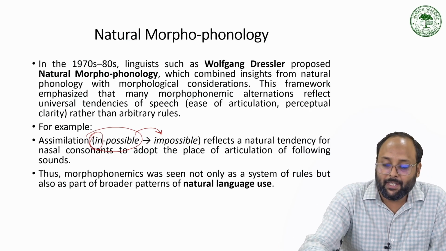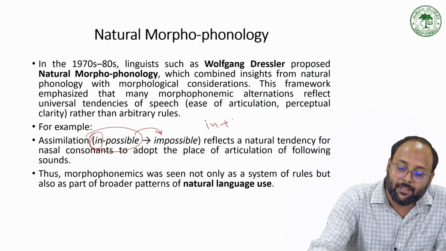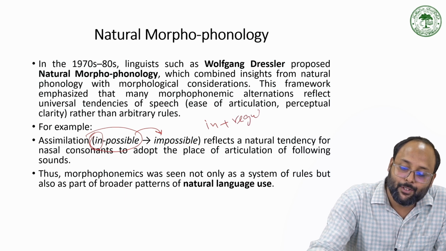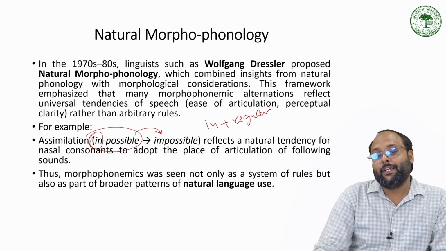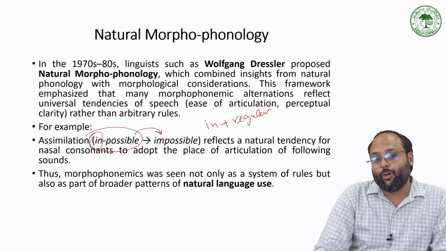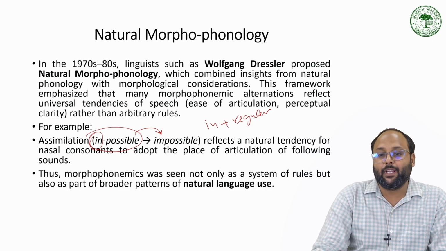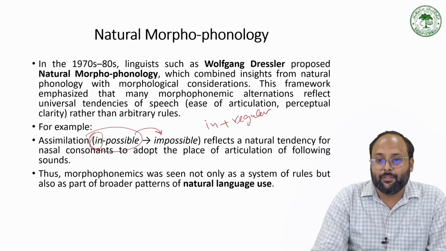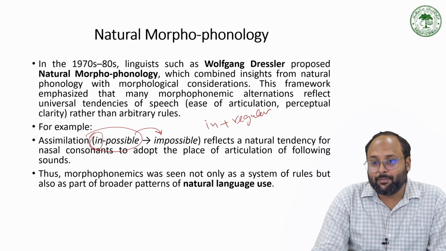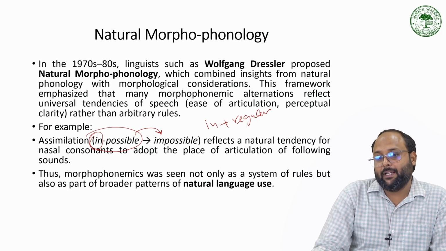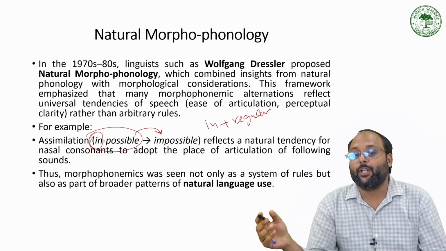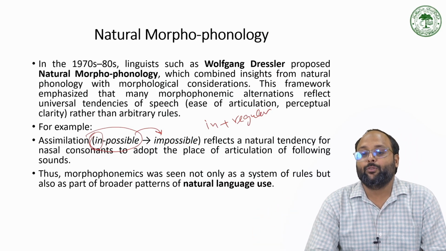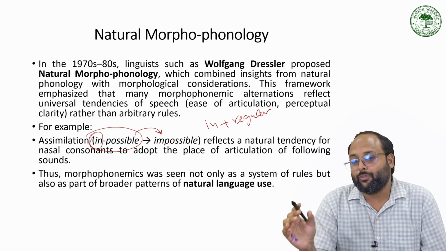And when we say in plus regular, it becomes irregular. It is because of ease of articulation or perceptual clarity. If you say inregular, there is some difficulty in pronunciation. There is no clarity in terms of perception. So it becomes irregular as the natural form. So this is the way of natural use of language.